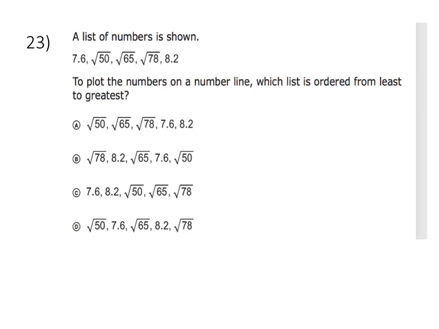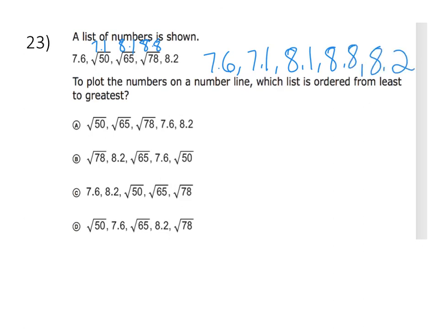The square root of 50 will be 7.1. Square root of 65 will be 8.1. Square root of 78 would be 8.8. I'm going to write them over again so I can see them a little bit better. Okay, so now I'm looking from least to greatest. I'm looking at my whole numbers. I have 7, 7, 8, 8, 8.